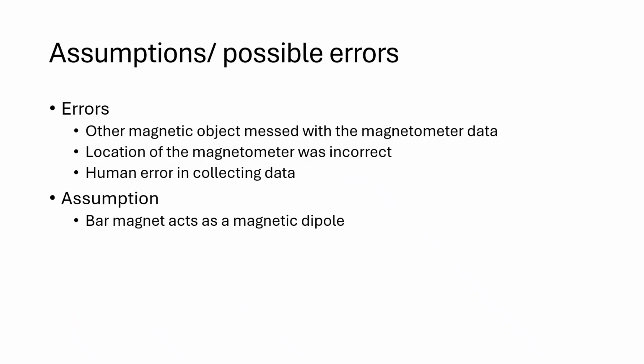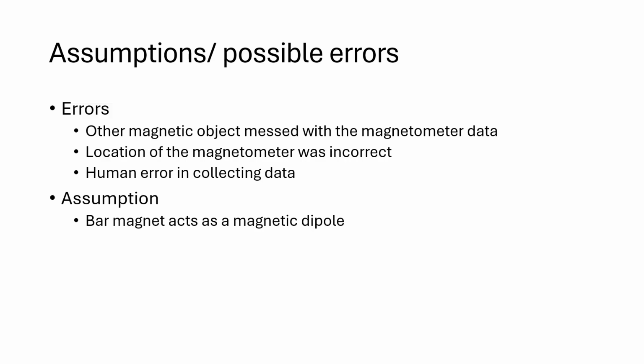And here's the result of my code, and the resulting magnetic field at a 45-degree angle at a distance d was relatively similar to the magnetic field that we found in my data collection, and the resulting differences could be attributed to human error. Here are the assumptions and possible errors we could have made in this lab.